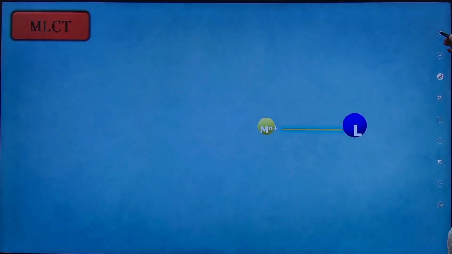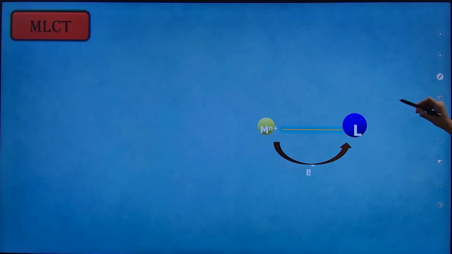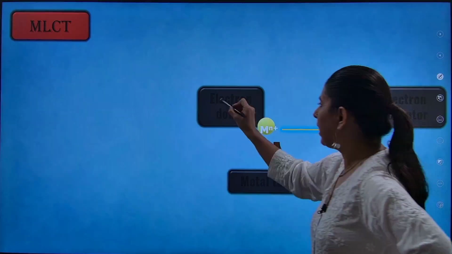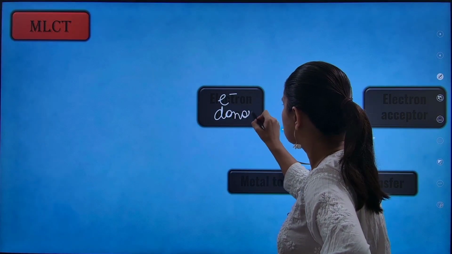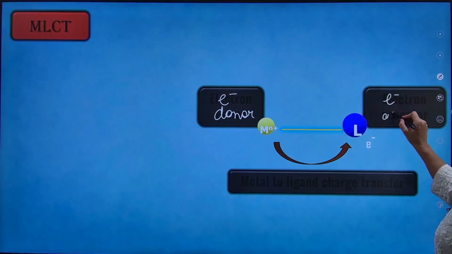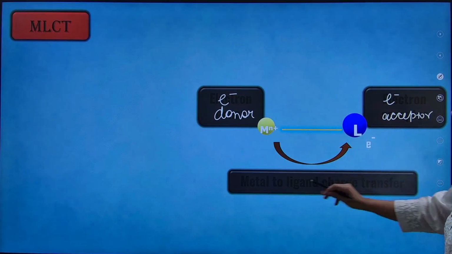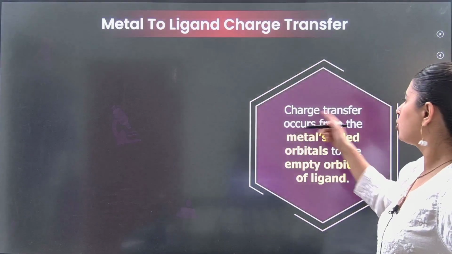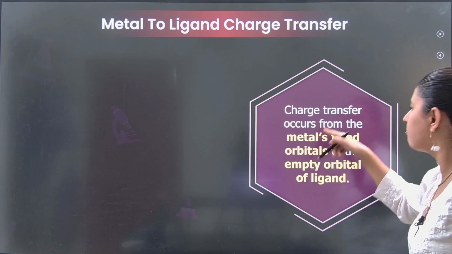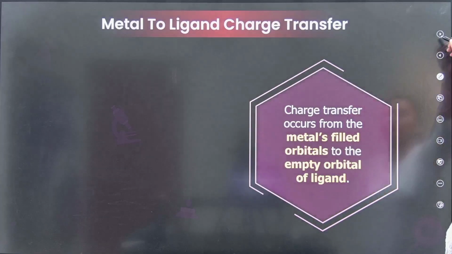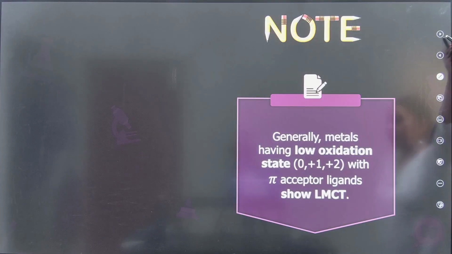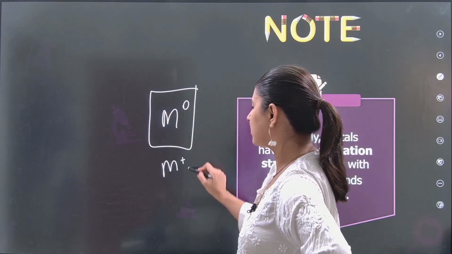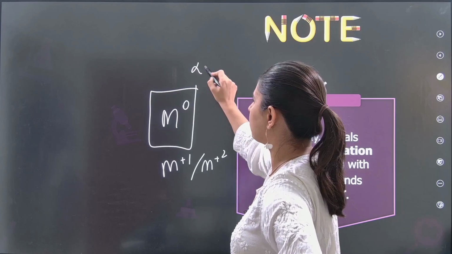Let's see here. What's going to be happening is metal to ligand charge transfer will be responsible. There is going to be an electron donor, which is the metal, and an electron acceptor, which is going to be the ligand. How do we know where it will happen? Charge transfer occurs from the filled metal orbital to the empty orbital of the ligand. How do we know that? You will see the metals are going to have a zero oxidation state, either +1 or +2, low oxidation states.